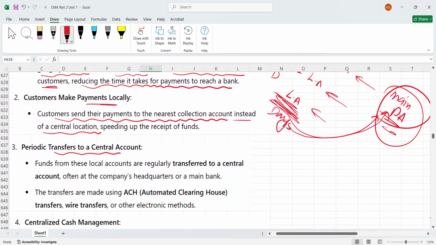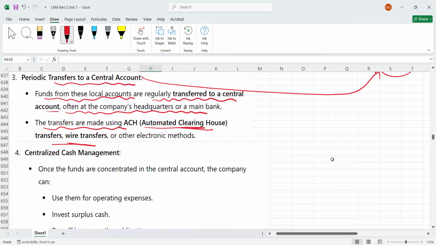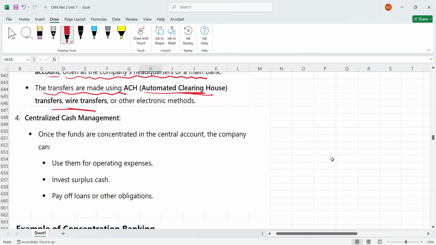Then periodic transfer to the central account. Central account means this main account. So funds from these local accounts are regularly transferred to the central account, often at the company's headquarters or the main bank. Okay, the transfers are made using automated clearing house, or it could be a wire transfer. Okay, you know, the online transfer. And definitely this is what they call centralized cash management, because from the local accounts cash will go to one main principal account, right?